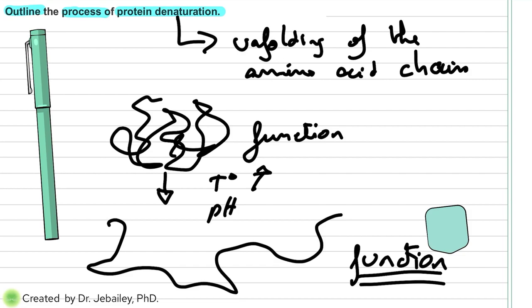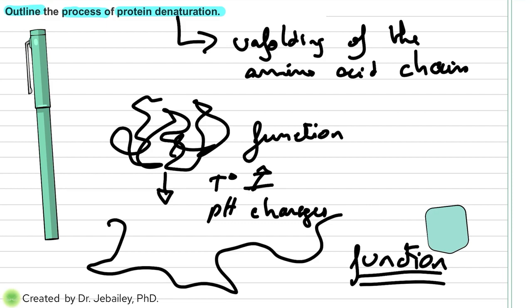Now, what will do this? The temperature will cause this unfolding to happen, and that means very high temperature. And what does pH do? It changes the charges of the amino acids inside of it. So that's what denature means. It's just unfolding a protein, and eventually it cannot have its own function.